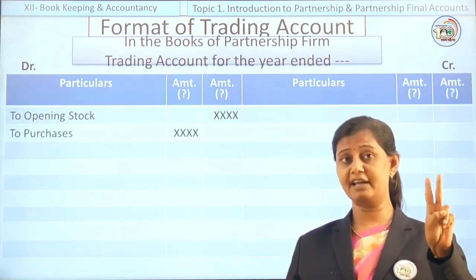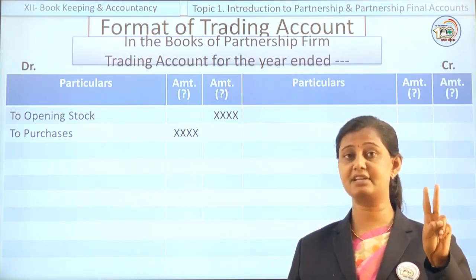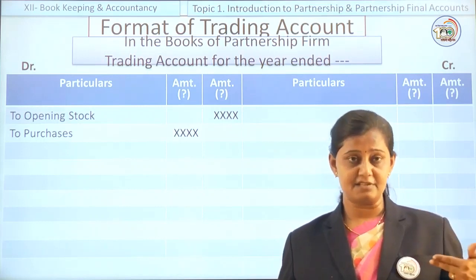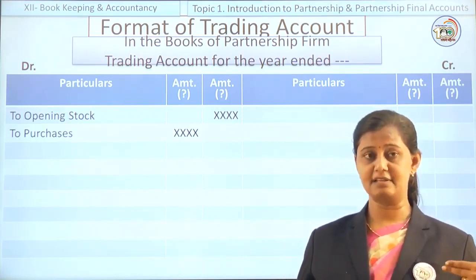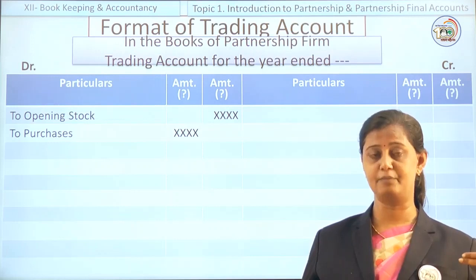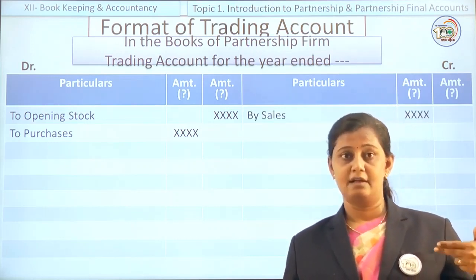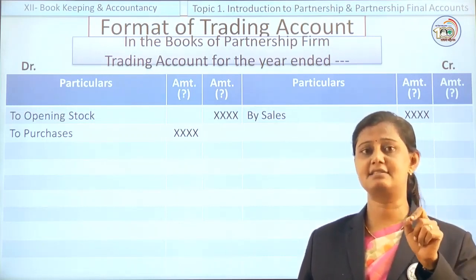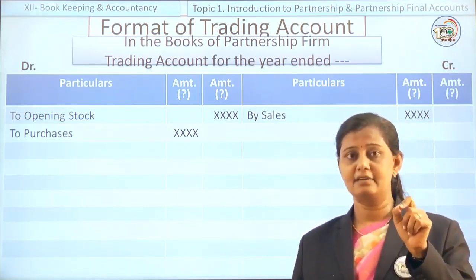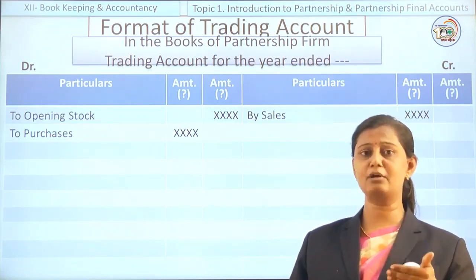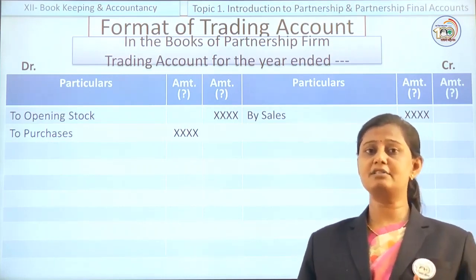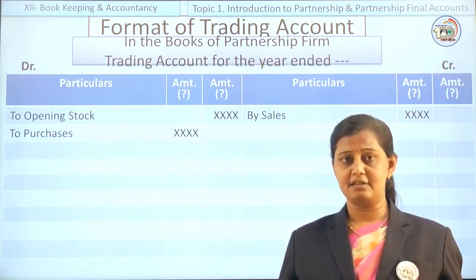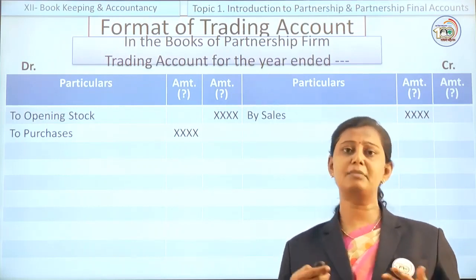Second item of trading account debit side is purchases. Purchases includes cash purchases and credit purchases. Goods are purchased from the creditors or suppliers. It is recorded on trading account debit side. Third item, compulsory present in trading account, is sales. On trading account credit side, write down by sales. Inner column amount. Why is the inner column amount recorded? Because any sales return or return inward given in the problem is subtracted from the sales, and the outer column amount is final.